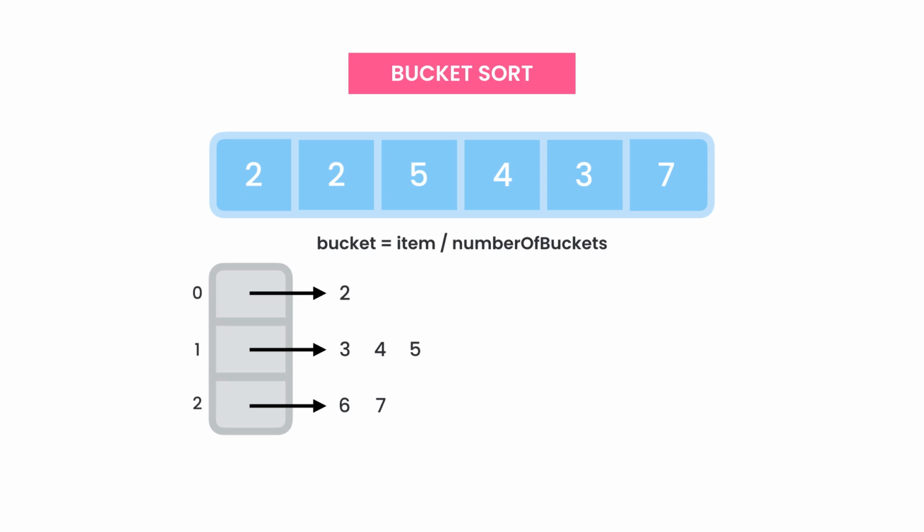So we go in bucket 0 and read 2. That's going to be the first item in our input array. Now we go to bucket 1. Here we have 3 items, so the next 3 items in our input array should be 3, 4, and 5. In the last bucket, we have 6 and 7, so these are going to be the remaining 2 items in our input array. So this is bucket sort.